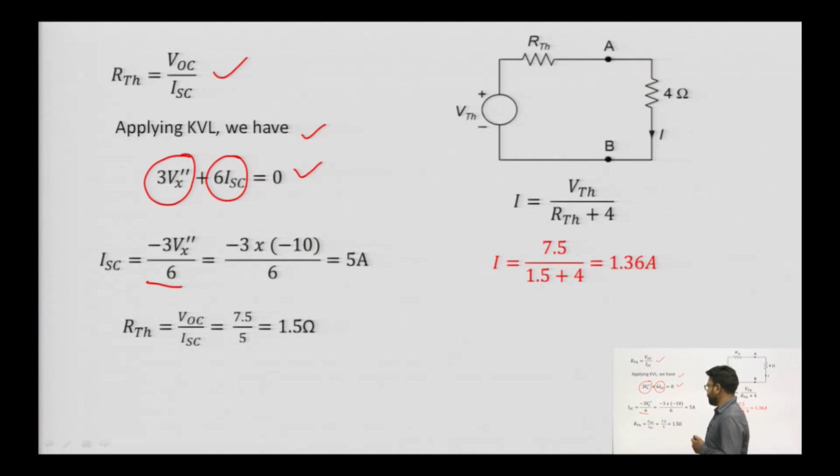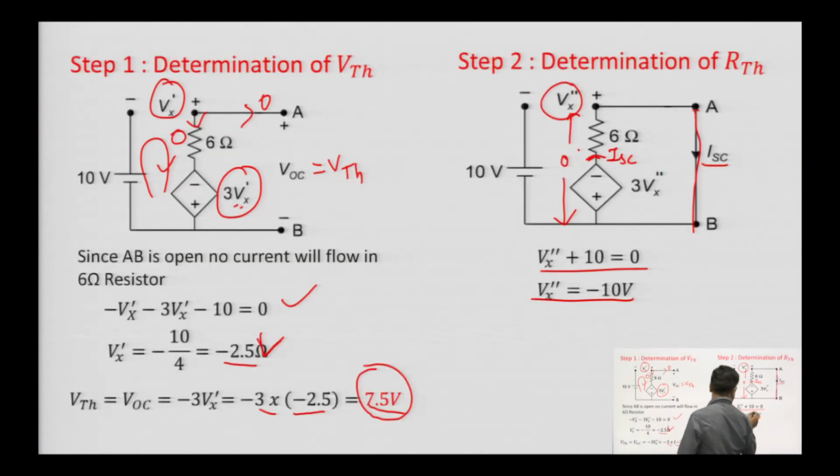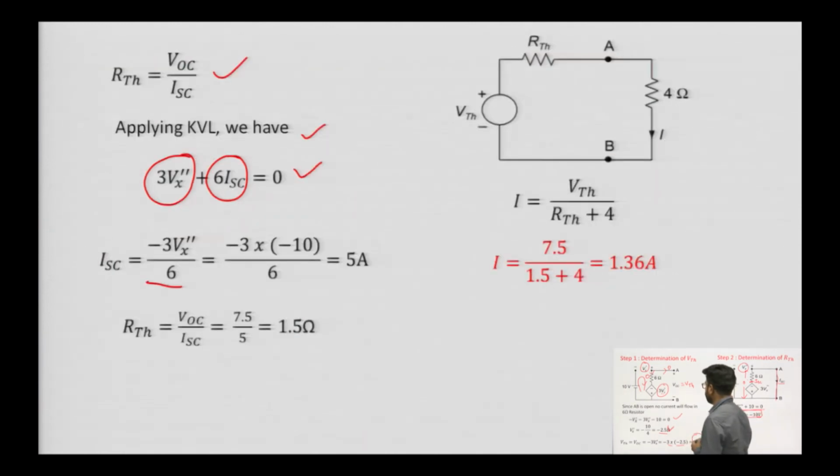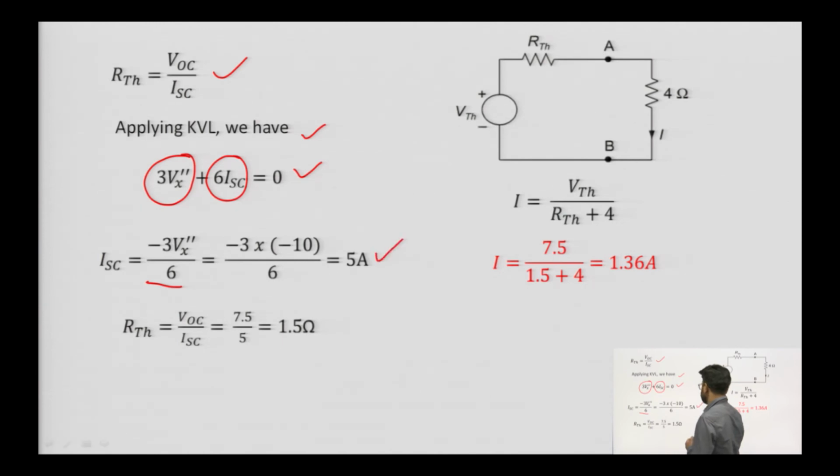So, Vx double dash we have calculated as minus 10 volt. Vx double dash is minus 10 volt. So, we have minus 3 multiplied by minus 10 divided by 6, and we have short circuit current as 5 ampere. Now, we have found out the short circuit current.